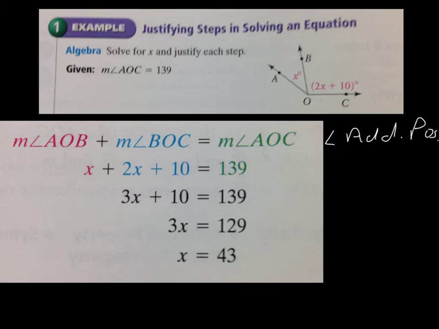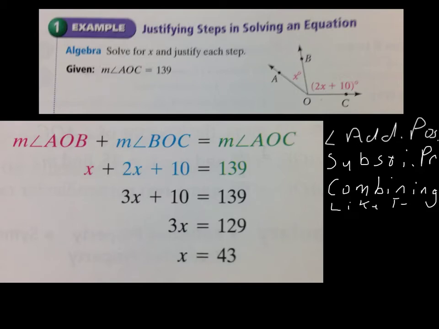Second step, hopefully you see that would be substitution. And when you abbreviate that, I want you to go out at least that far so it doesn't get confused with the subtraction property of equality. Next, hopefully you would agree, this would be combining like terms.